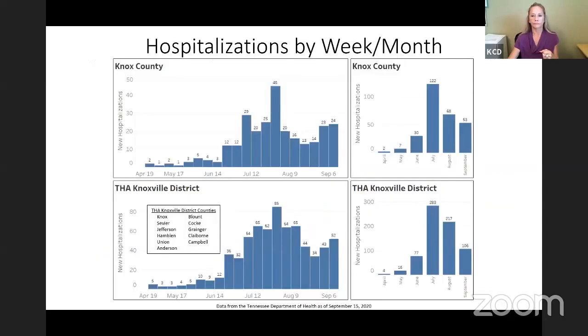Next slide, please. So then on hospitalizations, here you see that Knox County, these are new hospitalizations. So in the past week, it's very comparable to what it was the week before. You see that September is on track to, it would seem, exceed August, but would not appear to exceed July.